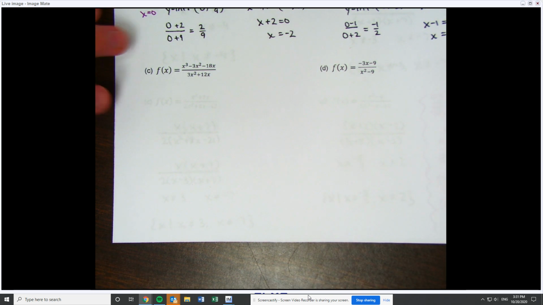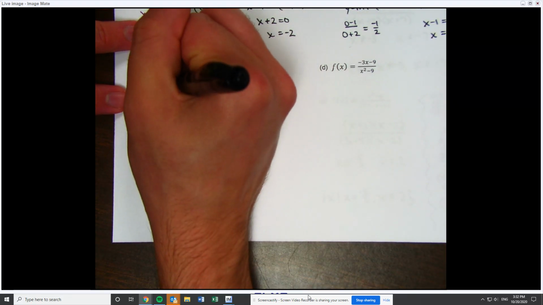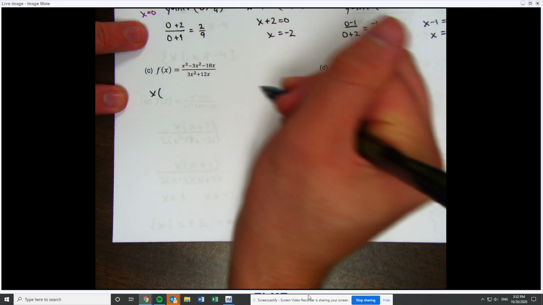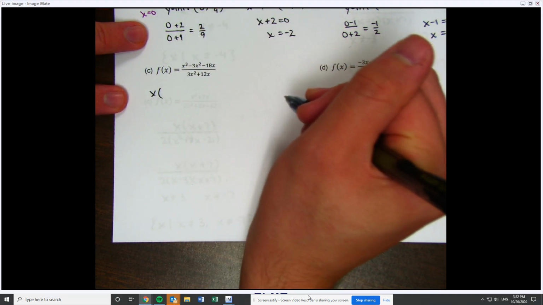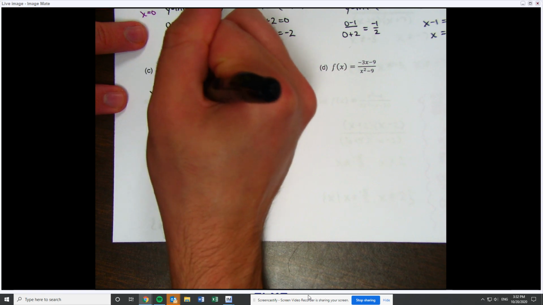Okay, so we'll start this off and go through it as normal. I can factor, so I have x, and then doing the ABC method, I see I need positive 3 and negative 6.